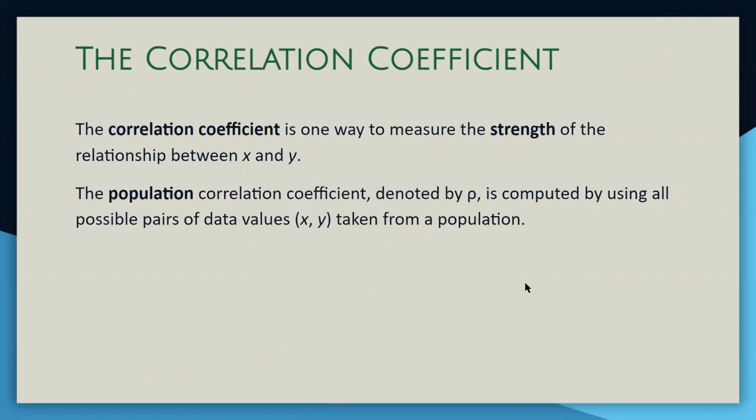The population correlation coefficient, denoted by the Greek letter rho, which looks kind of like a curly P, is computed by using all possible pairs of data values X, Y, taken from a population. And like most population parameters, this is something that's very difficult to calculate because it is impractical or impossible to collect all of that population data.